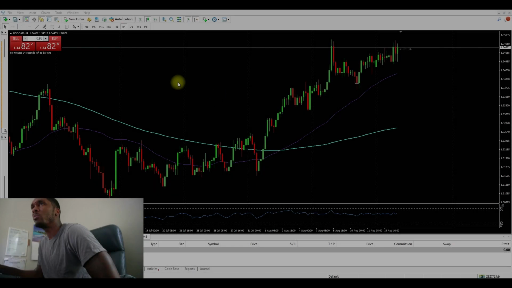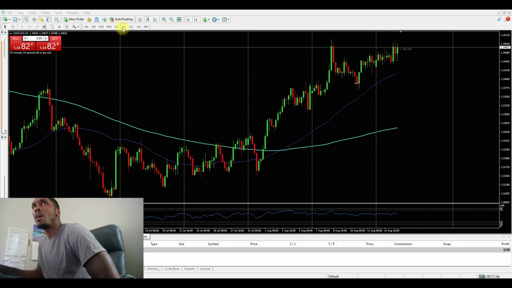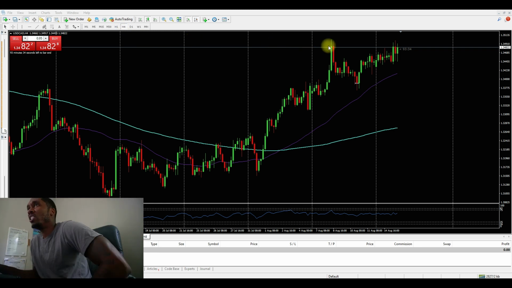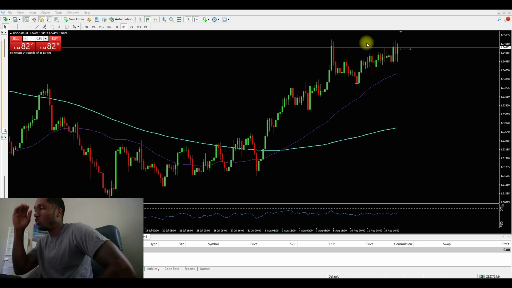Let's explain what support and resistance is. So I'm in USDCAD. I'm in a 4-hour mark. Resistance will always be at the top, just like it's resisting. It's resisting going through, resisting going up.